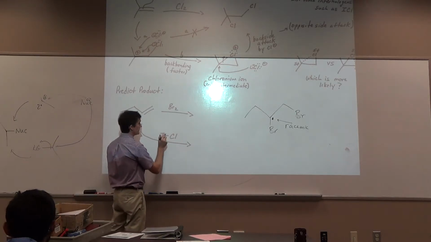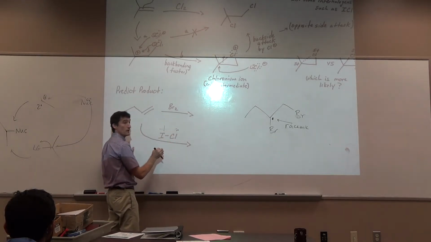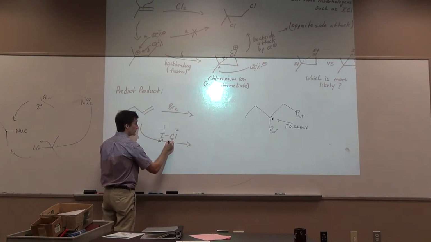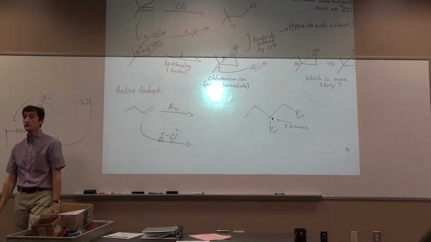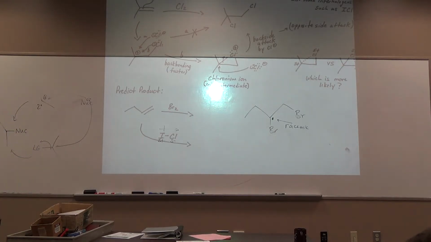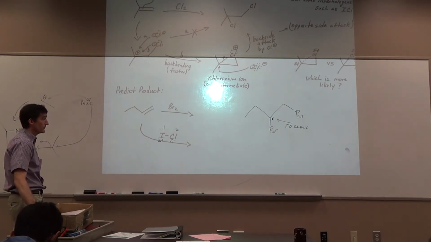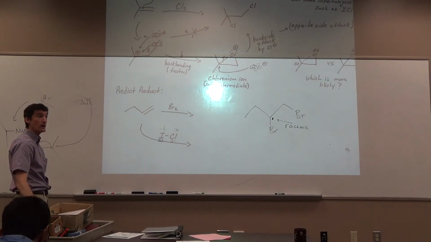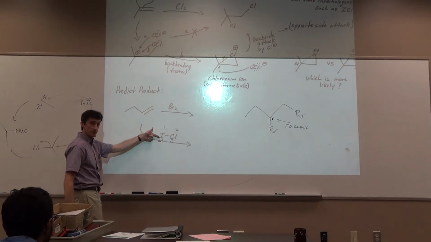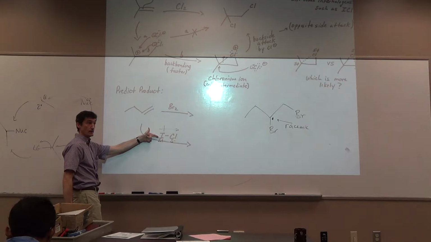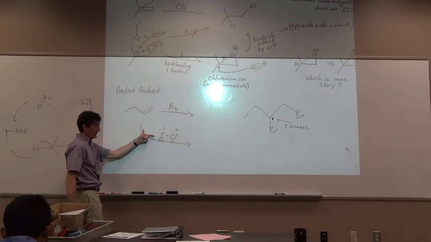Which way is the dipole? Chlorine's more electronegative, right? Iodine's partial plus, chlorine partial negative. There's no having to rationalize that. That's a polar molecule. The iodine's electrophilic. You know what electrophile means? Likes electrons.